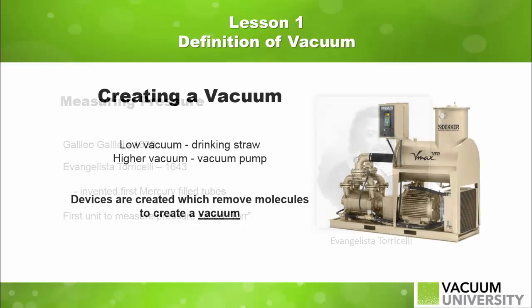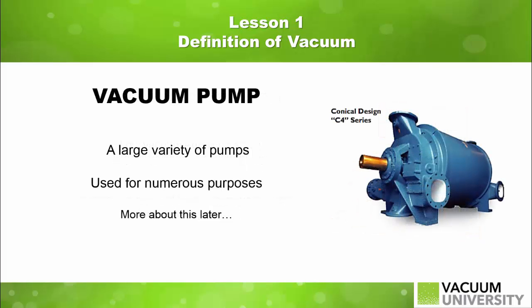Vacuum can be created in many different ways. An example of low vacuum in everyday life is when drinking with a straw. In order to achieve a greater or higher level of vacuum, a vacuum pump or device must be used to create a pressure below atmospheric pressure inside a closed vessel or piping system. The function of a vacuum pump or device is to remove molecules in order to create vacuum. A greater understanding of vacuum, along with advances in technology, has enabled us to artificially create vacuum using a large variety of pumps or other vacuum-inducing devices for numerous purposes. More will be learned about this in the 102 level courses.